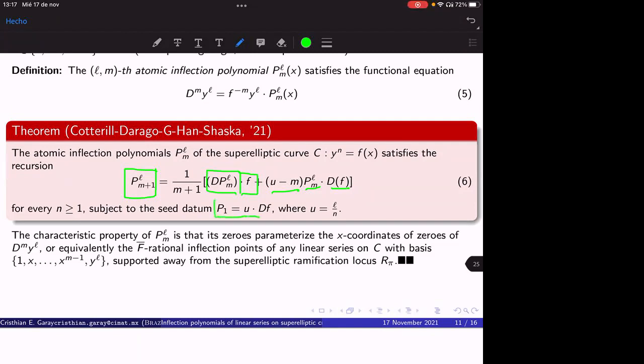And you start with the initial condition, and U here is just the quotient of L, which is one of the datums of these inflection polynomials, and N is the degree of ramification. So starting from U times the derivation of your local expression, you can start doing this procedure to go as far as you want, right? And then again, why do we care about this? Because these guys not only compute the higher instances of inflection of this linear series, but also they compute some inflection.